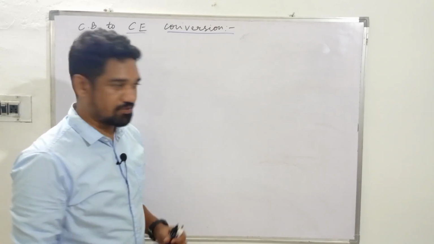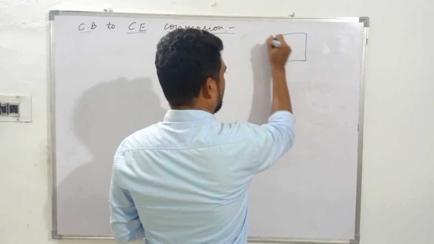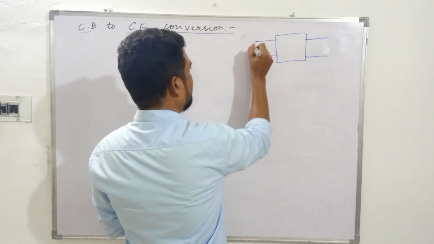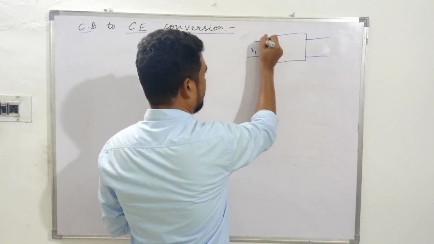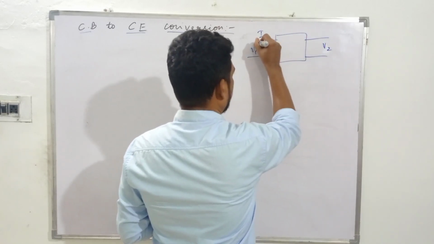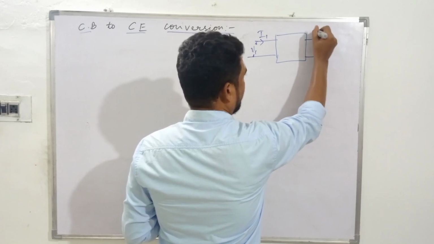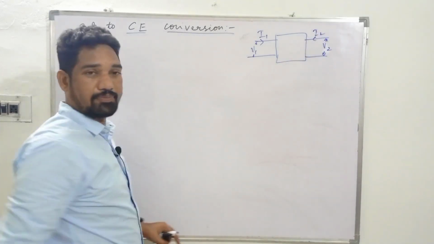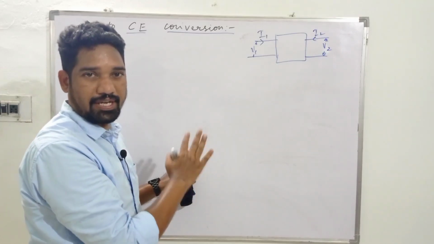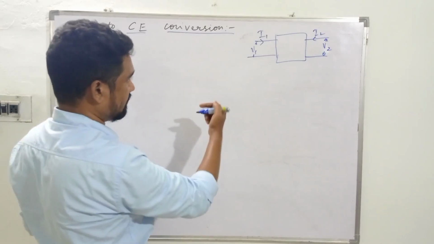Where to start the discussion? From the very two-port network, with one pair of input terminals and another pair of output terminals. We have V1 input voltage, I1 input current, V2 output voltage and I2 output current. The discussion starts from there. Hybrid parameters, two-port network, and what is the standard expression? We have a mathematical expression representing that.